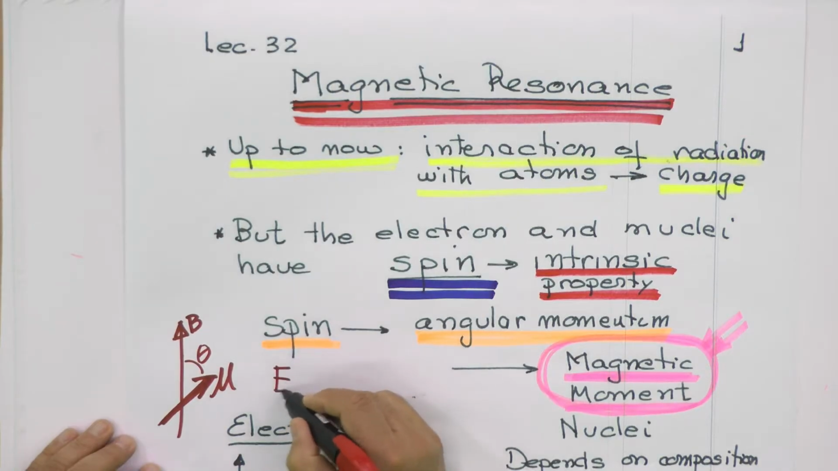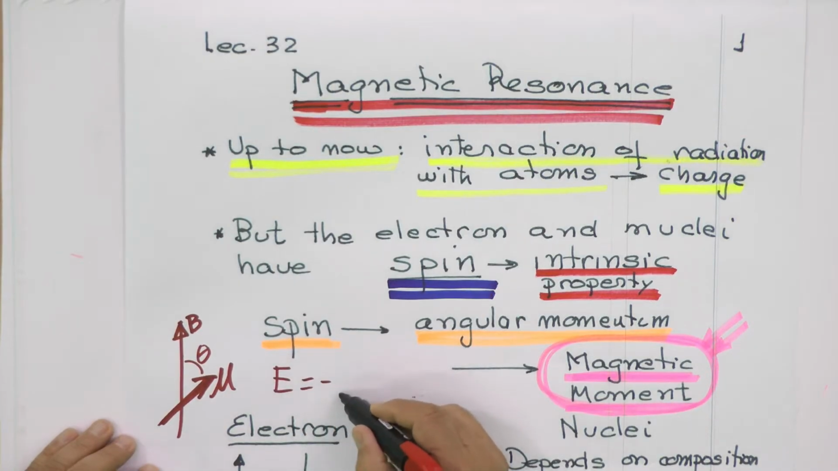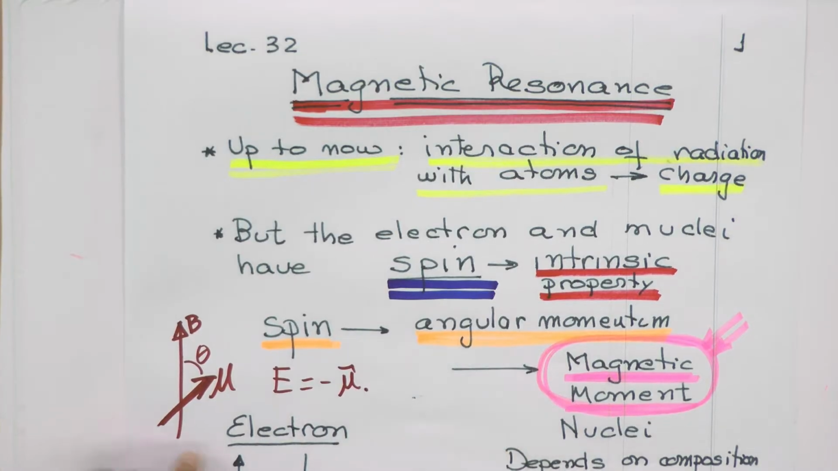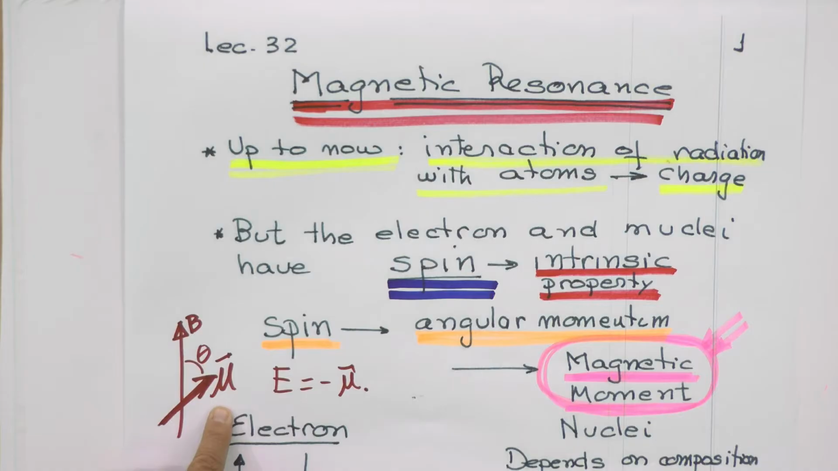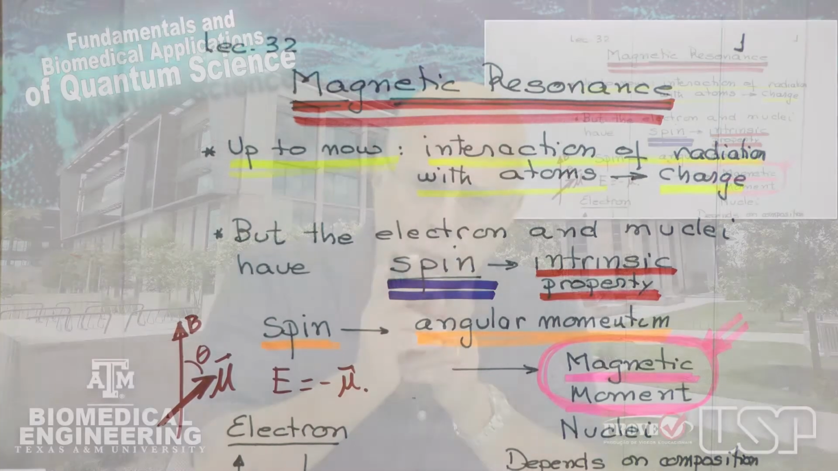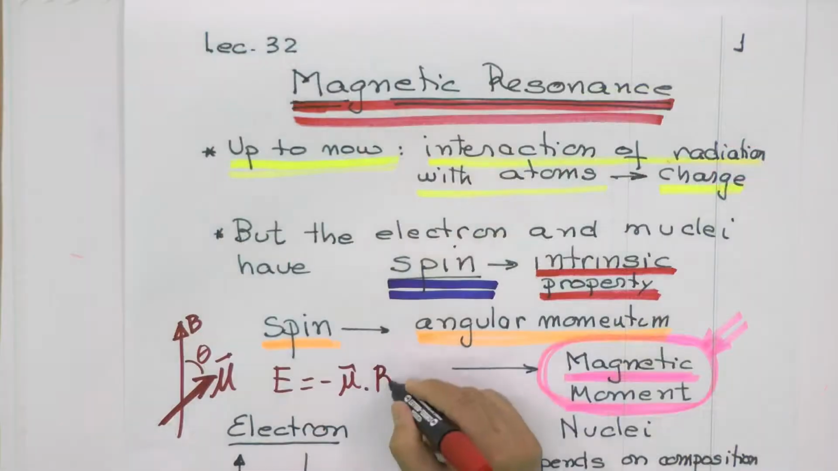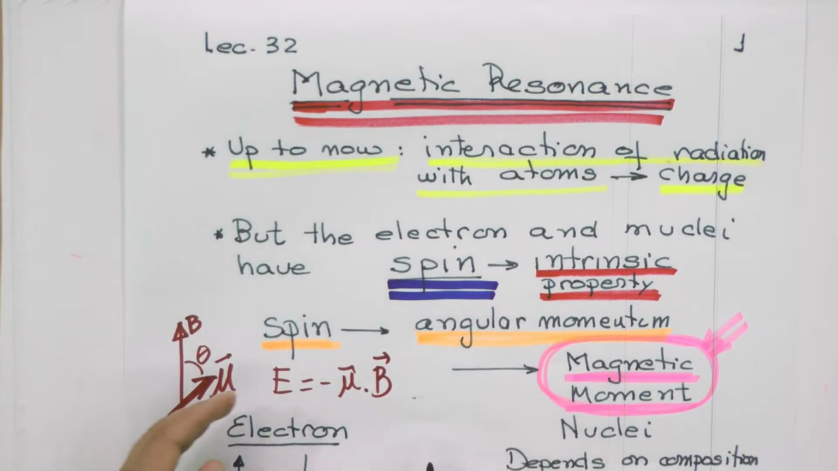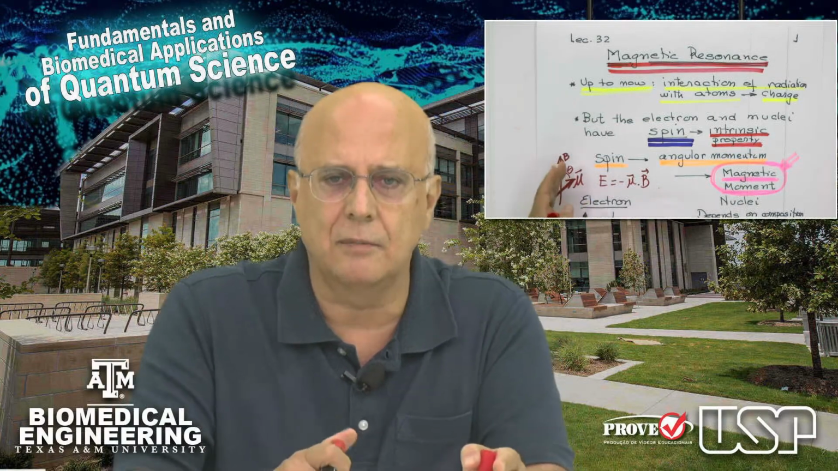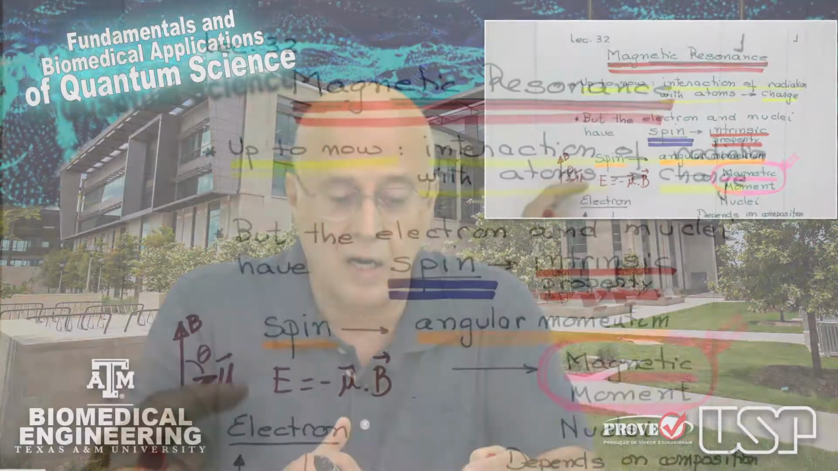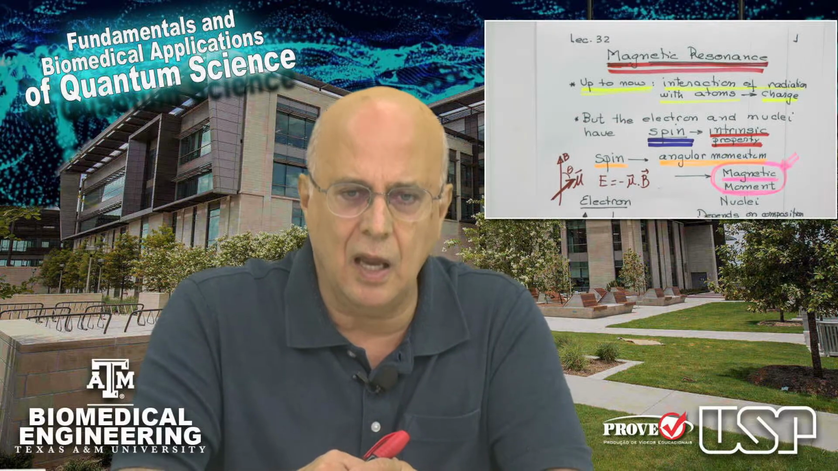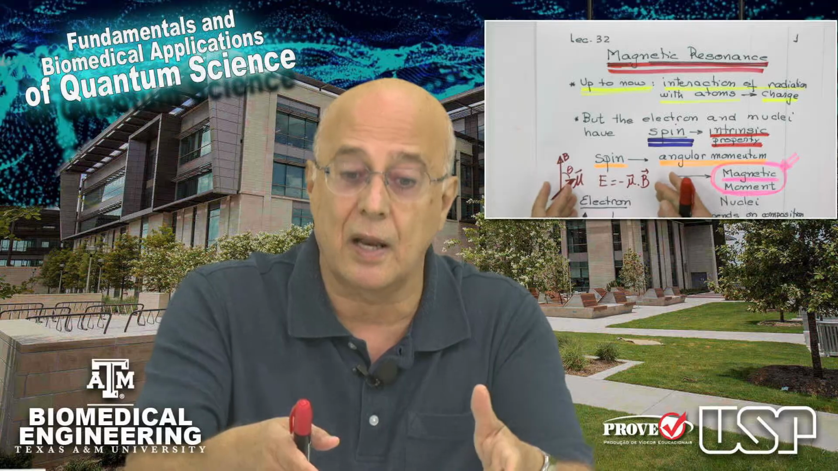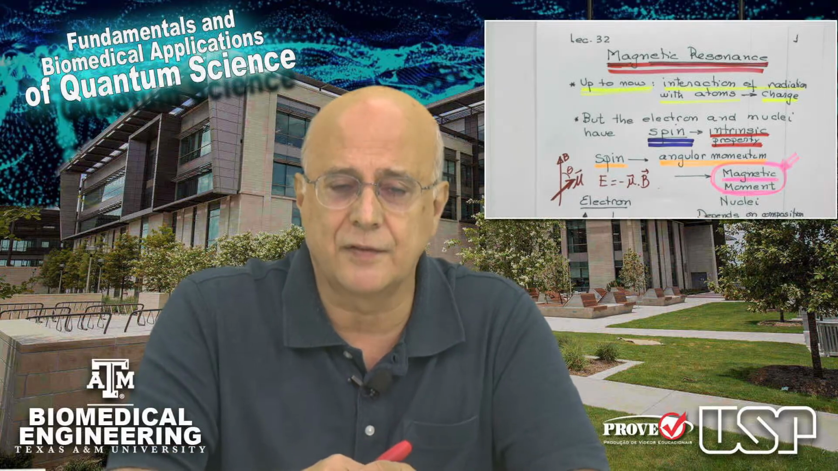And the energy of this interaction is basically minus the orientation of the magnetic moment, which looks like a small magnet, dot the B field. So when they are parallel, it is the strongest interaction. When they are anti-parallel, it is another strong interaction on the opposite side. And when they are orthogonal, there is no interaction. That's very interesting.